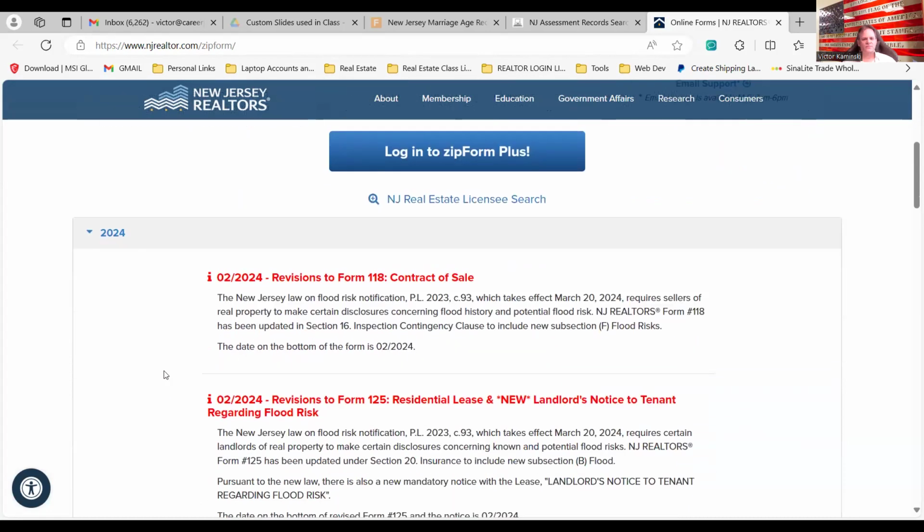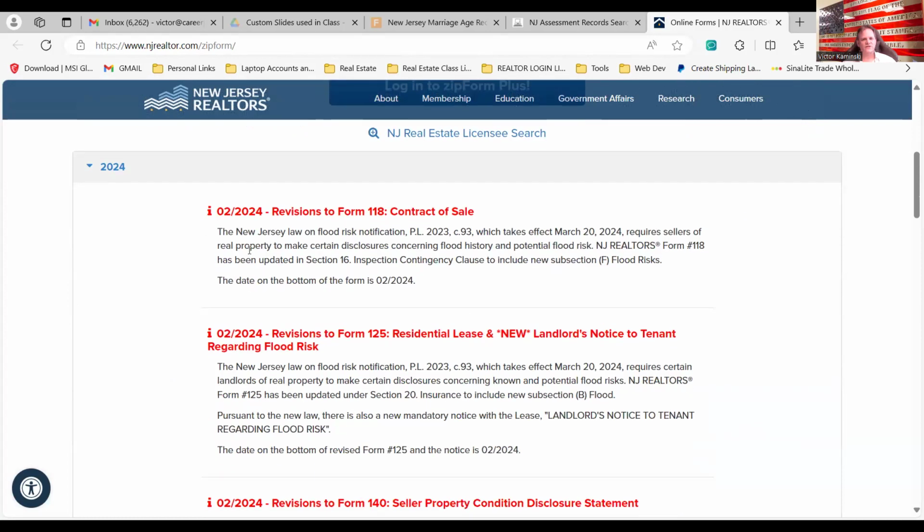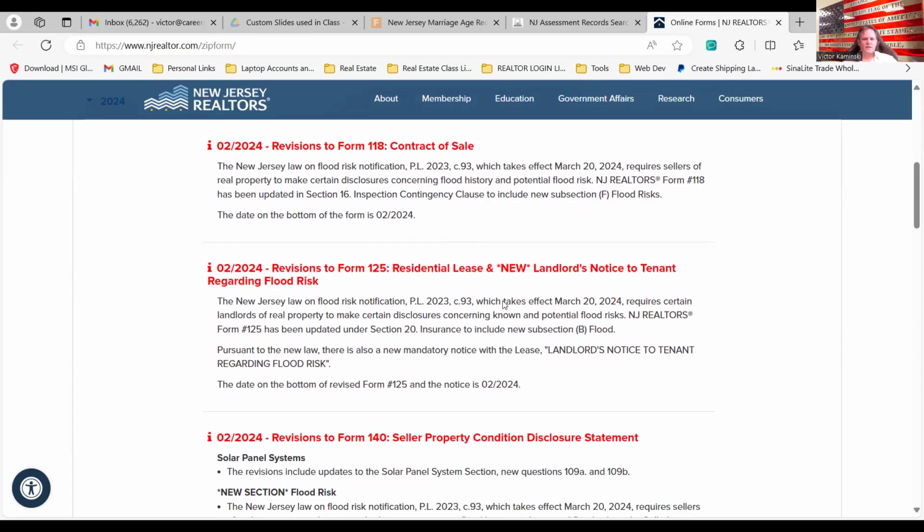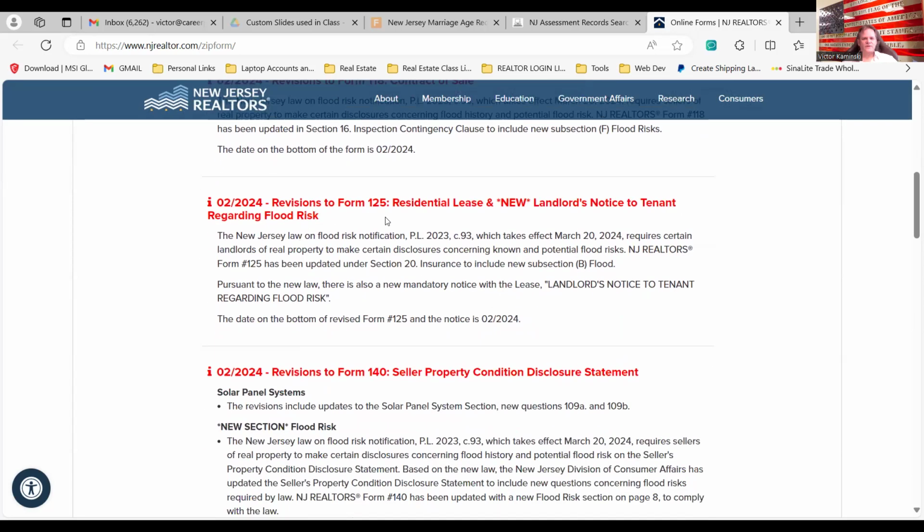Well, it looks like they made some revisions in 2024 to some of the contracts. Let's see, what are the revisions they made? New Jersey law on flood risk notifications, which will take place on March 20th, 2024, requires sellers of real property to make certain disclosures concerning flood history and potential flood risk. Okay. Something new. Revision of Form 125 for leases.